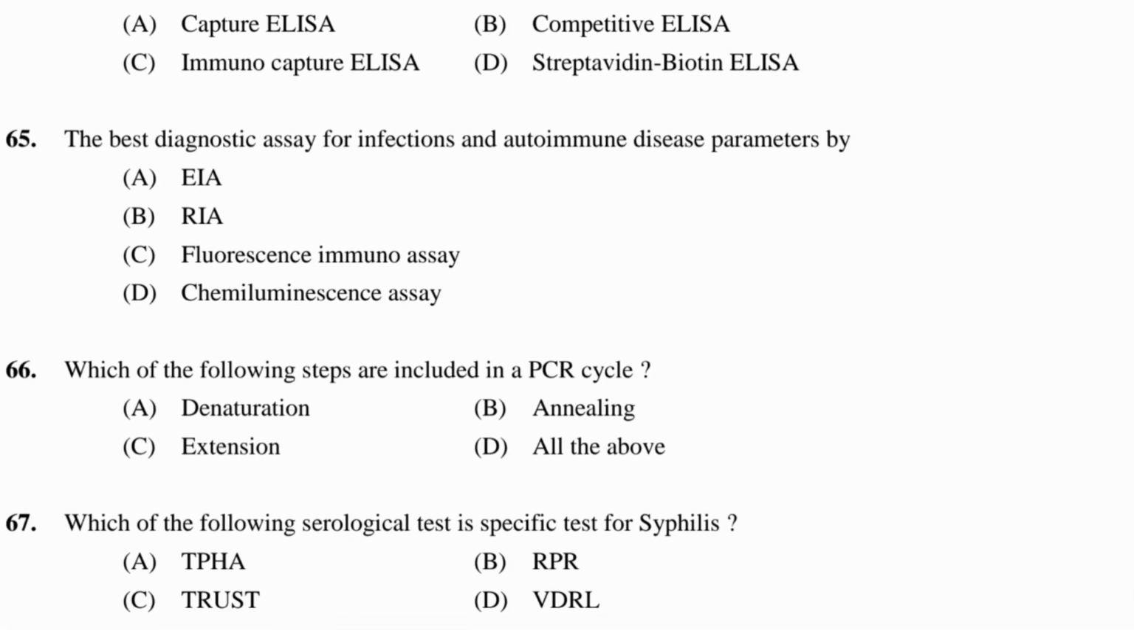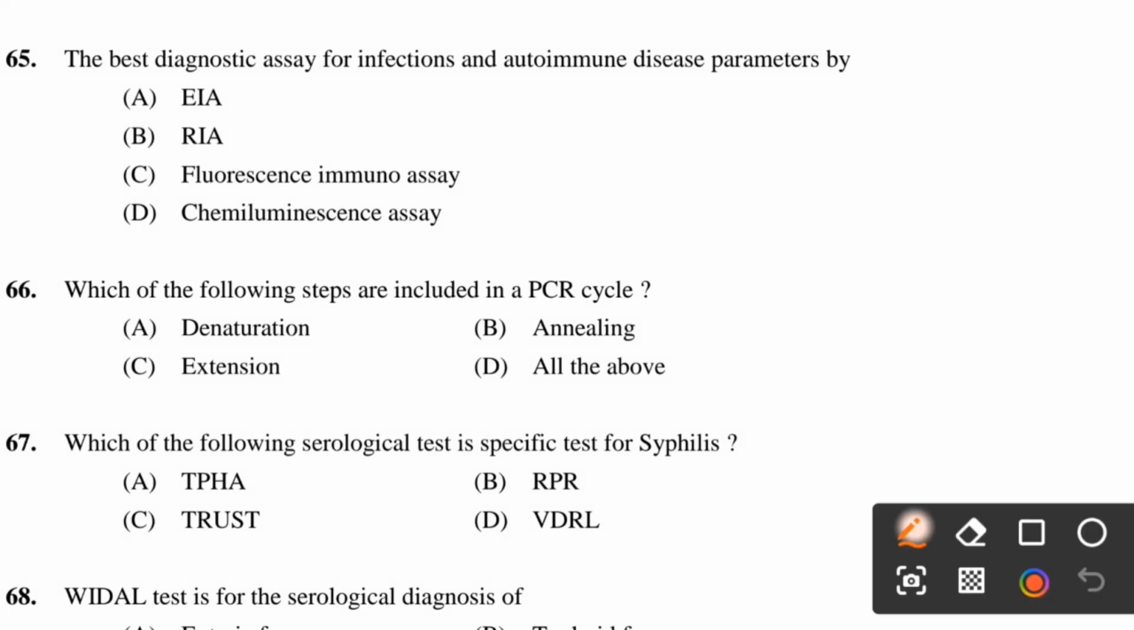Next one, the best diagnostic assay for infections and autoimmune disease parameters: EIA, RIA, fluorescence immunoassay, chemiluminescence assay. The right answer is option D, chemiluminescence assay. Next question, which of the following steps are included in PCR? Denaturation, annealing, extension. The right answer is option D, all the above.